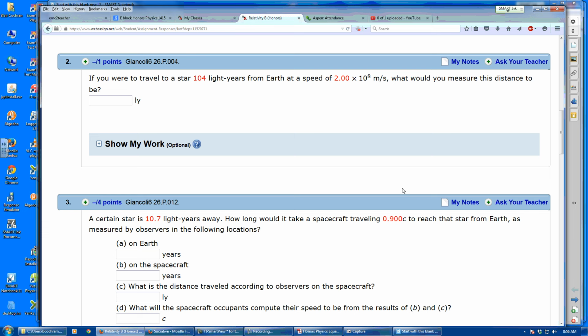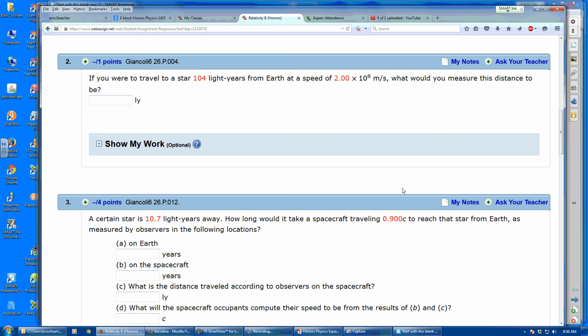So let's start with number 2, and then we'll see where we need to go from there. All right. So if you were to travel to a star 104 light years away. Now, one big confusion a lot of people have is with light years. It's a distance measurement. It's the distance light travels in 1 year. It's not a time measurement.